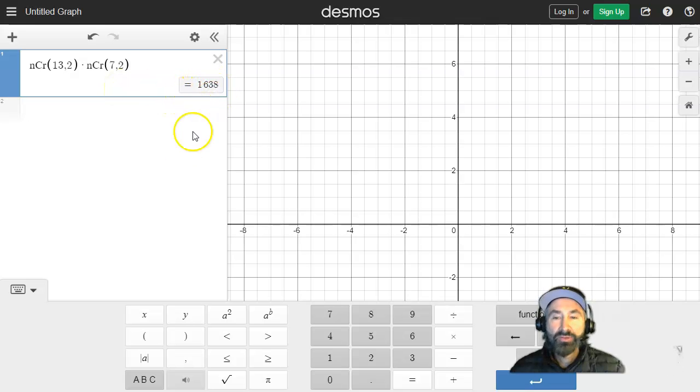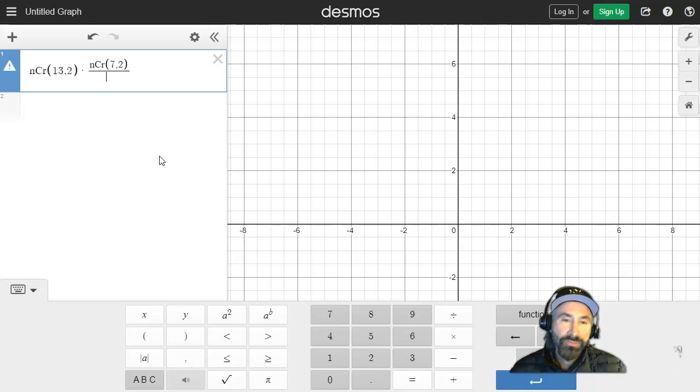This number 1638 can never be a probability. Probabilities are numbers between 0 and 1. So what I want to do is divide. But the problem is if I put a slash here to divide, oops, let me do it so you can see it. So what I clicked on just now was a forward slash. Let's see if I can show you. Nope, it's not going to let me. Anyways, it forced me to turn the second nCr into a fraction. That's not going to work.